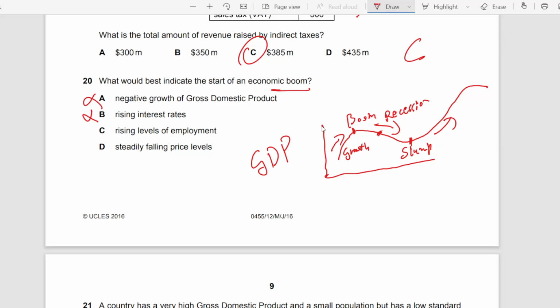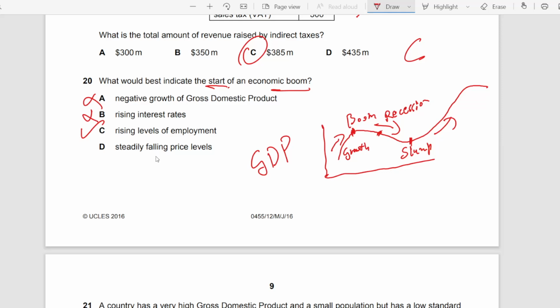But we can't look for better options as well. Rising levels of employment. Yes, they're saying it's the start of an economic boom. That means you're still in a growth phase and you're in a boom phase. You're about to reach the peak. So yes, your employment levels are rising and unemployment level will fall to record low.